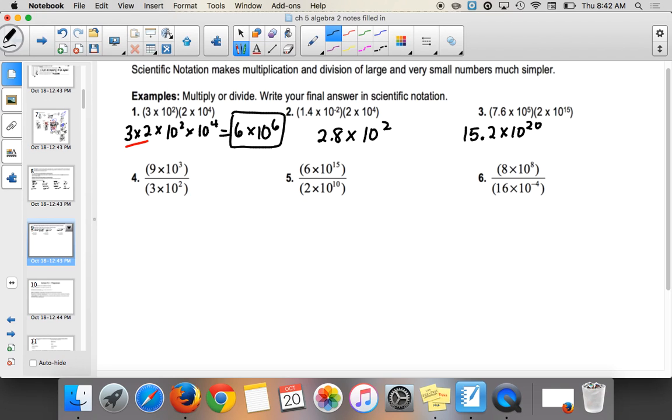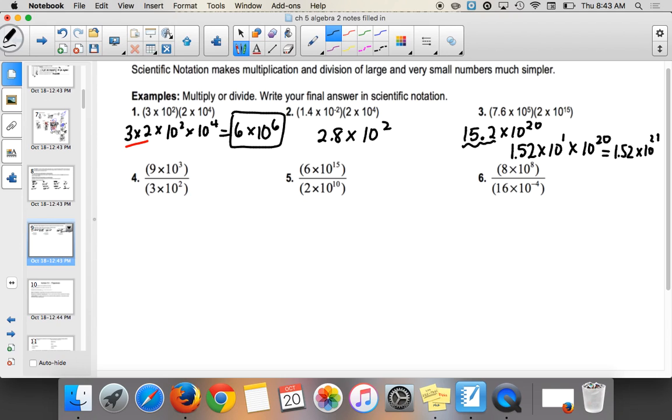Okay, so we need to change it. So there's a couple different ways that you guys can do this. Okay, so what you could do is you can change 15.2 and you can say, well, I know 15.2 is 1.52 times 10 to the 1st. And then when I multiply by 10 to the 20th, I have 10 to the 1st times 10 to the 20th. So my final answer is 1.52 times 10 to the 21st. So you can do it that way.